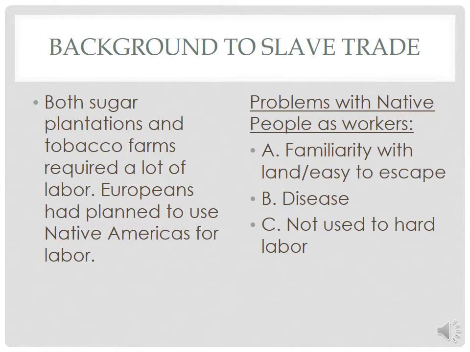But there were a couple problems with using Native Americans as workers on the tobacco farms and the sugar plantations. One, they were familiar with the land, so they were able to escape very easily. Two, as we talked about in other lectures, disease had killed off millions of Native Americans, so there weren't really a lot left to use as workers. And three, they weren't really used to the hard labor that came with working on these plantations. Yes, they did farm and yes, they did hunt, but these were very labor intensive jobs working on these tobacco farms and sugar plantations.